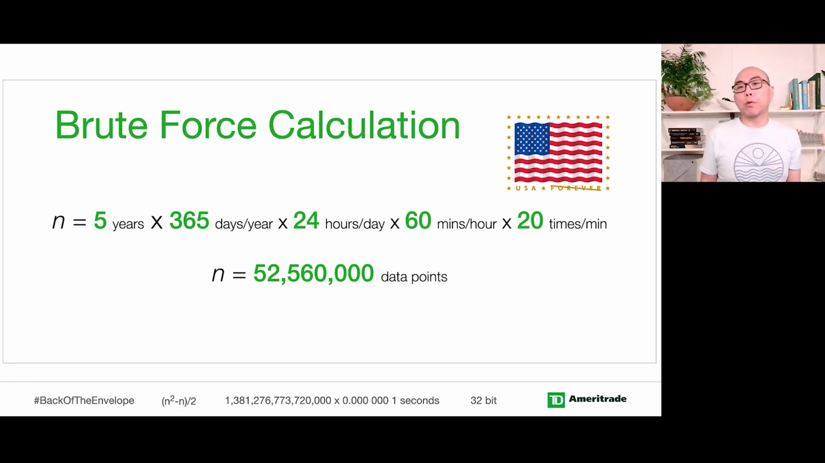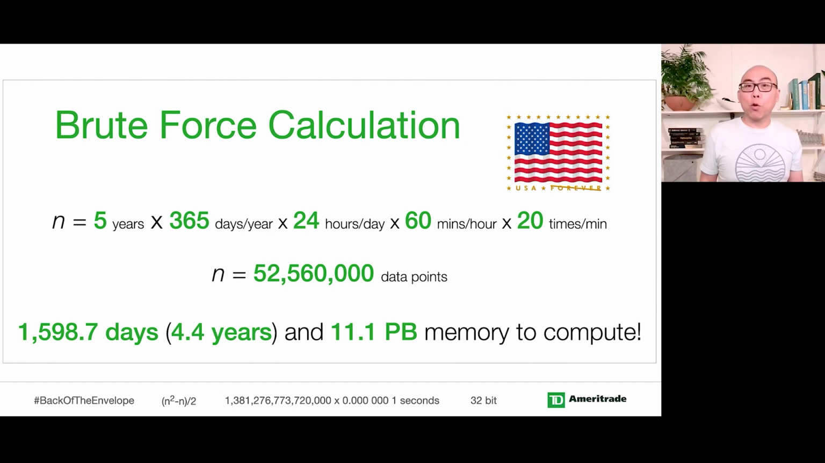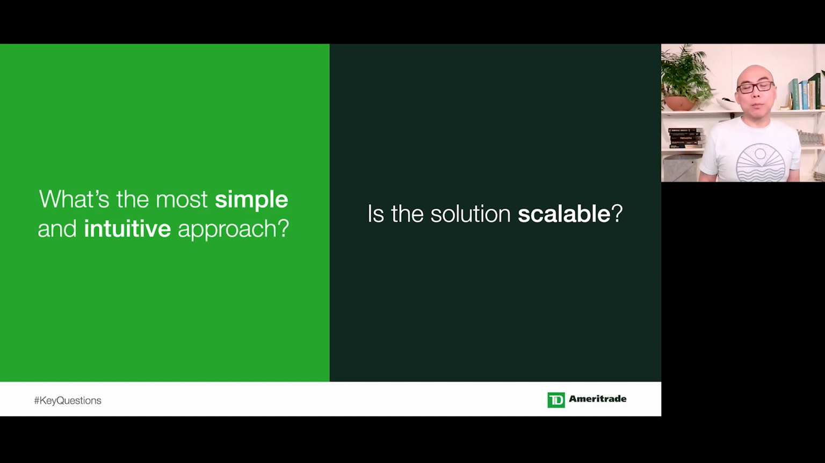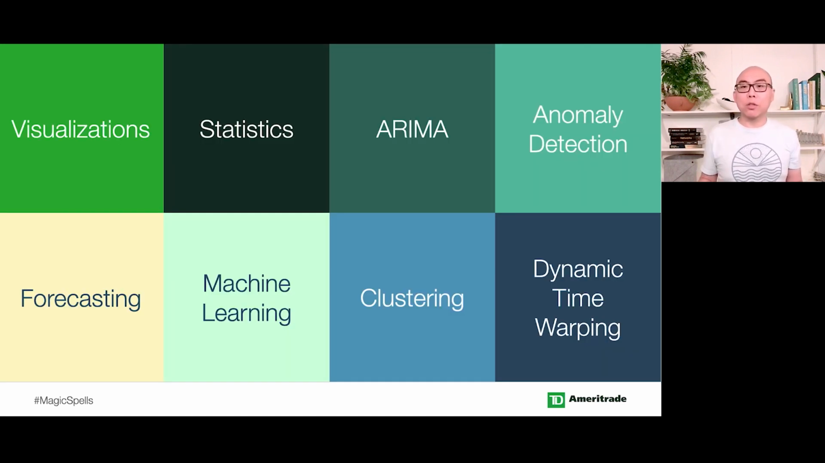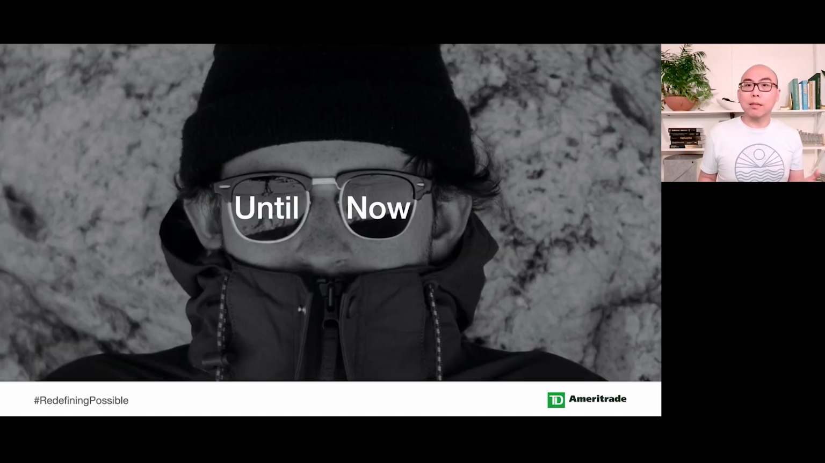And if you were to use your brute force method to compute the distance matrix, it would take roughly 4.4 years to compute and over 11 petabytes of memory to store. And so if we ask ourselves, is the solution scalable? Sadly, it is not. And it kind of explains why all of these methods are so popular and people are still using them to this day. It's because this distance matrix, while it's intuitive and simple, just wasn't scalable. That is, until today.